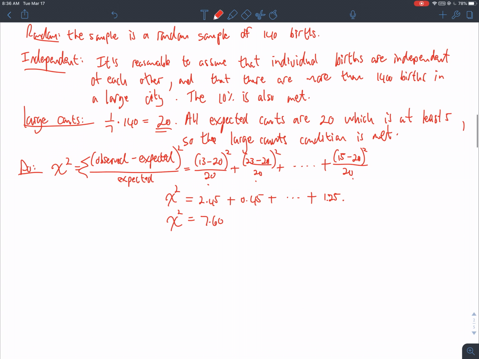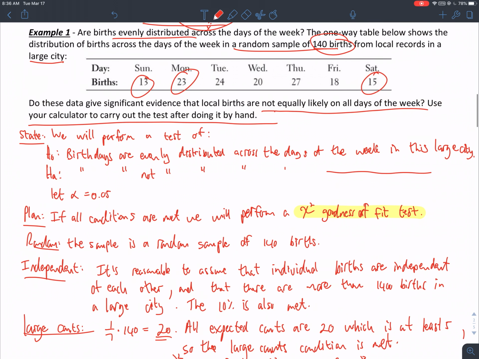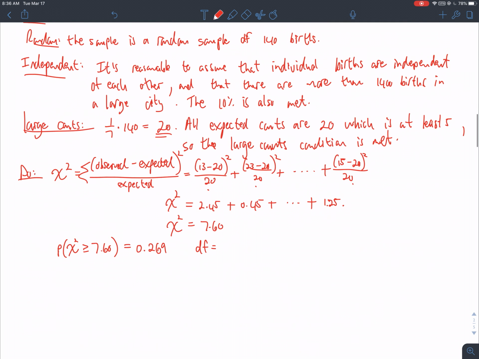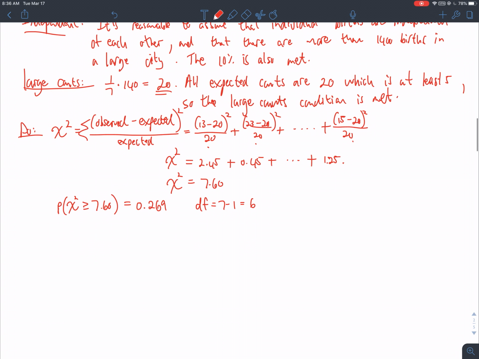And then what you have to do is say, all right, now I want to calculate my p-value. What is the probability that I get a chi-square statistic that is greater or equal to 7.6? Okay, and if you do that calculation, you get 0.269. Remember, you must list your degrees of freedom, and in this case there are 7 days of the week, okay? So 7 minus 1, which is 6. That is my degrees of freedom. And then now we have our answer. Our p-value is quite high. So we can write our conclusion.